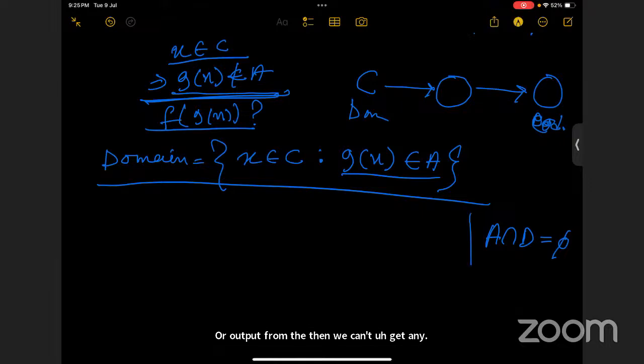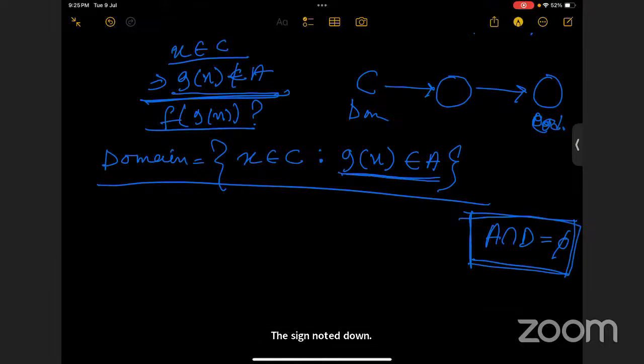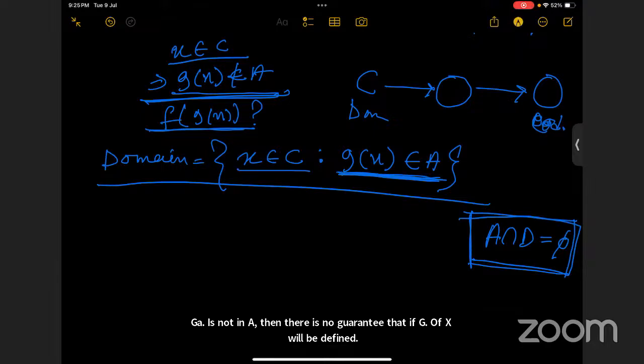Okay, so this is a case. We will try to construct some example based on this case, then it will be more clear. Okay, ma'am. Yeah, we will try to construct some example. I noted it down. So now why this condition is needed, it is clear to you, right? Yes, ma'am. If g of x is not in A, then there is no guarantee that f of g of x will be defined. So we need the condition x belongs to C such that g of x will be in A.